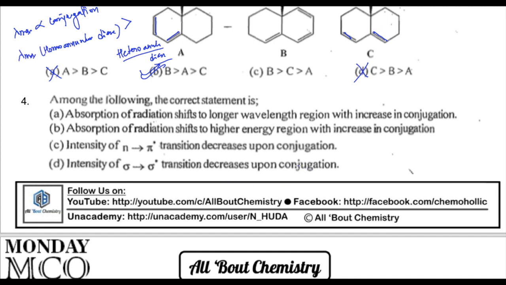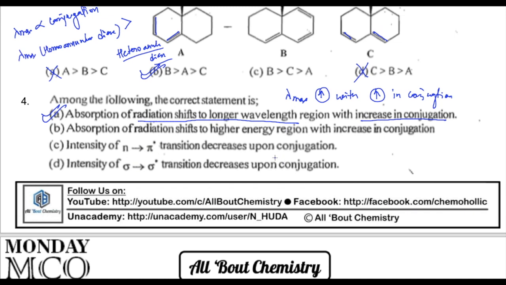You should know one thing: whenever you have conjugation in the molecule, your lambda max increases, right? That's what we know. So with the increase in conjugation, the radiation shifts to the longer wavelength. It's pretty simple, right? Lambda max increases with increase in conjugation. Based on that fact, we can say that with the increase in conjugation, the absorption of radiation shifts to the longer wavelength, and the rest of the statements are not correct because n to pi star transition generally happens in carbonyl compounds, and that will not decrease with conjugation.